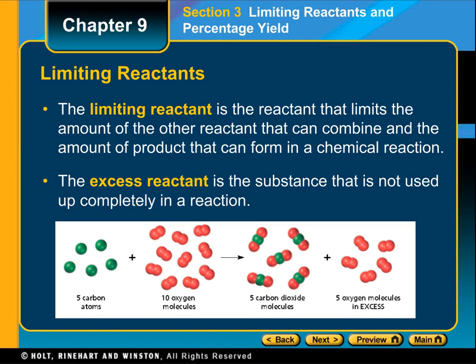These are the definitions for limiting reactant and excess reactant. The limiting reactant is a reactant that limits the amount of the other reactant that can combine and the amount of product that can form in a chemical reaction. The excess reactant is a substance that's not used up completely in the reaction. So the limiting reactant is what runs out, and the excess is what you have that's extra.